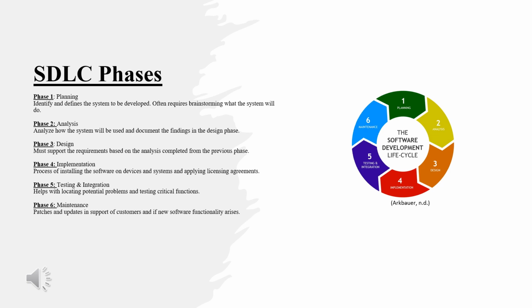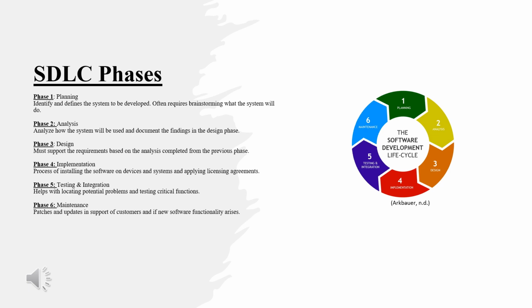Analysis. Analyze how the system will be used and document the findings in the design phase. In this phase, a software engineer will record precise details of how the system will be used and who the users will be. Design must support the requirements based on the analysis completed from the previous phase. Features should be prioritized based on importance and effort. As the design phase continues, the risk of vulnerabilities increases when the software is more complex. Properly documenting every task and modification will be beneficial when completing the project promptly.